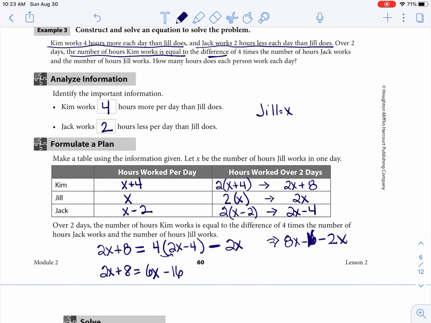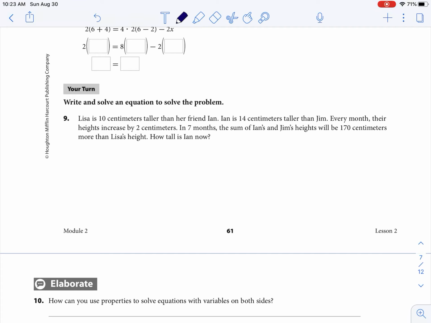Okay, and then let's just take a look. Here's another one. And I want you to try and make the chart for this one. I'm going to go ahead and make the chart too, but pause and then check. Okay?